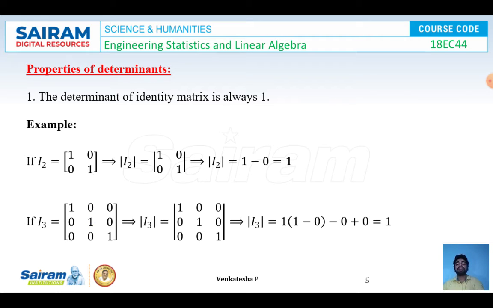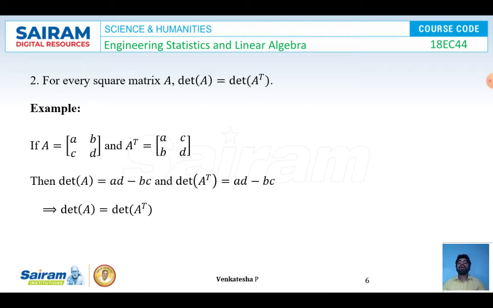Now for this matrix, I am going to apply the determinant on both sides. So I get the determinant of I3 is equal to the determinant of 1, 0, 0, 0, 1, 0, 0, 0, 1. So I get the determinant of I3 is equal to 1 into 1 minus 0 minus 0 plus 0, which is equal to 1. Hence this condition has been satisfied.